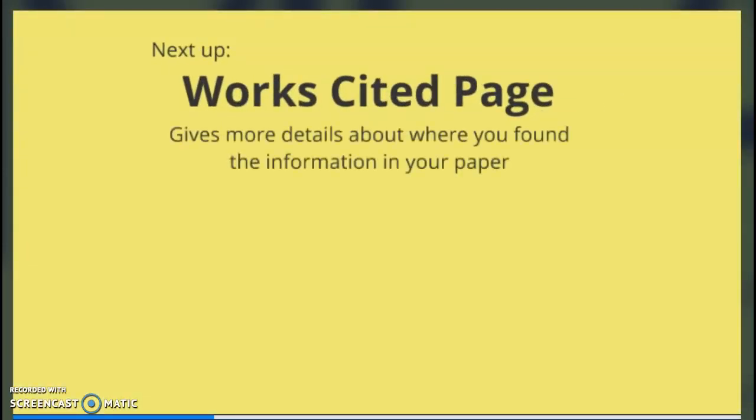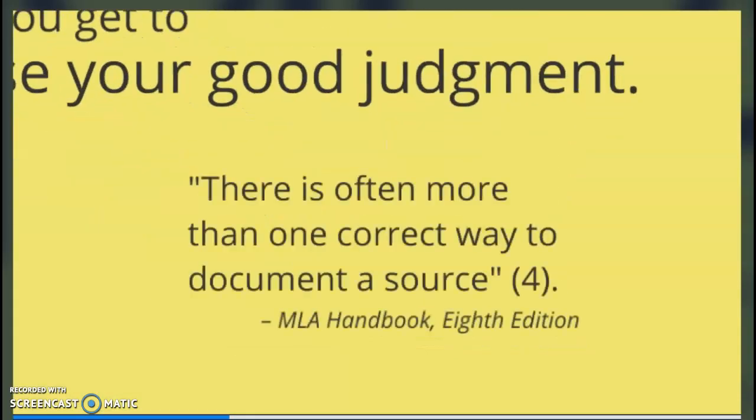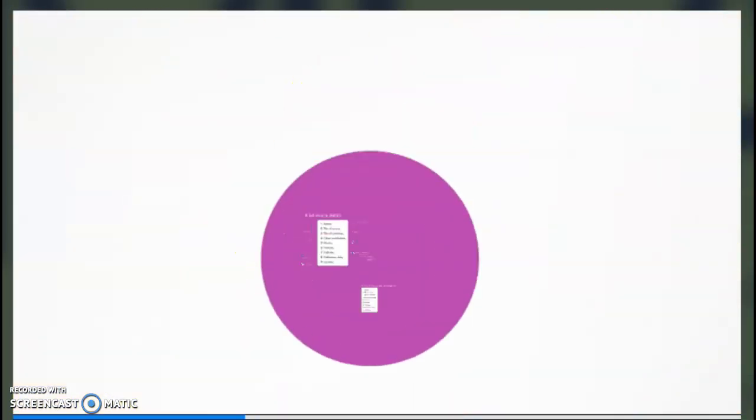Now let's look at our works cited page. This is going to give more details about where you found the information in your paper. And the works cited page should include 9 core elements if that information is available. The thing is, most of your sources will only have some of these elements, so you just give the elements that are available in this descending order. So you have to use your own judgment in citing these elements. Again, there's more than one way to correctly document a source.